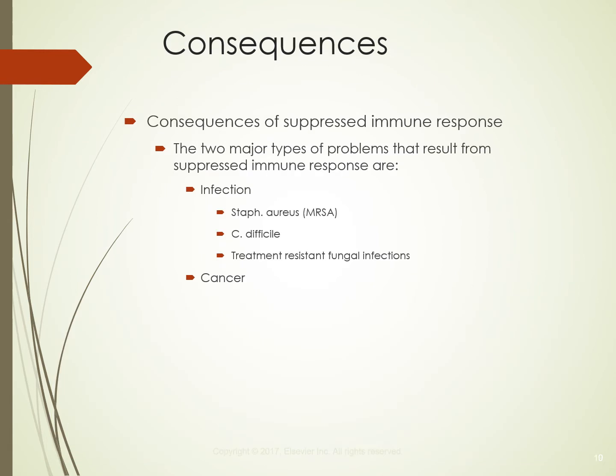Consequences of immunosuppression. A number of serious health problems develop for immunocompromised individuals. Some problems include an increase in the incidence of infection by bacteria and viruses, the development of superinfections such as methicillin-resistant Staphylococcus aureus, or MRSA, or Clostridium difficile, which is C. difficile or C. diff, or the development of treatment-resistant fungal infections secondary to antibiotic treatment for primary bacterial infections.